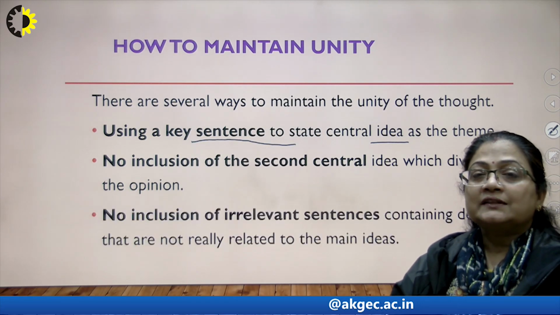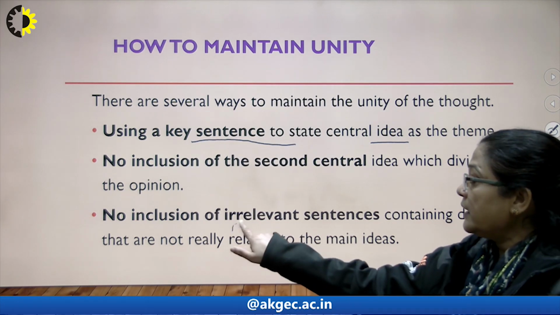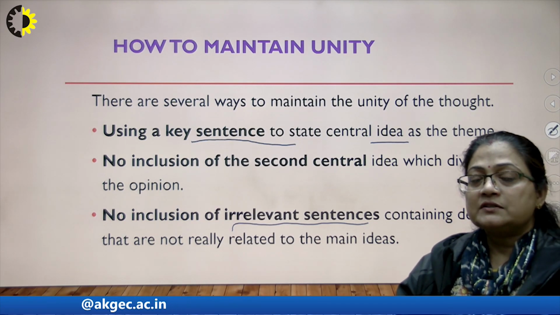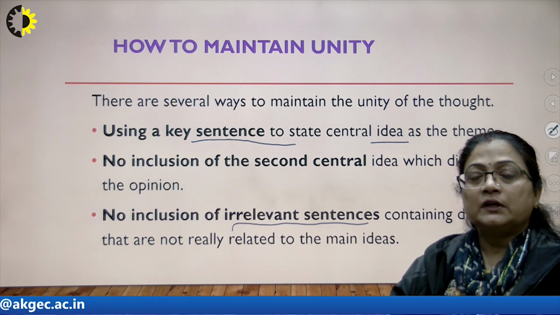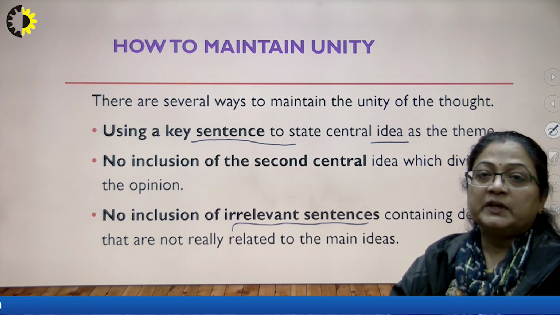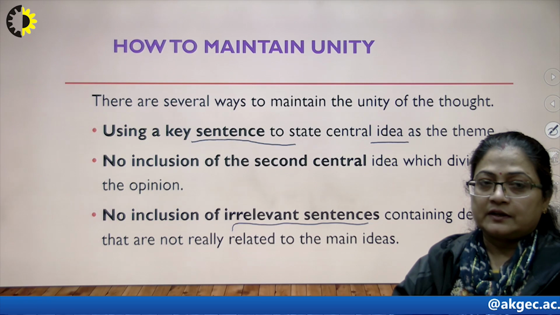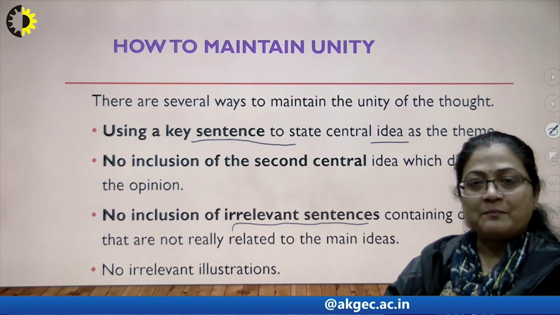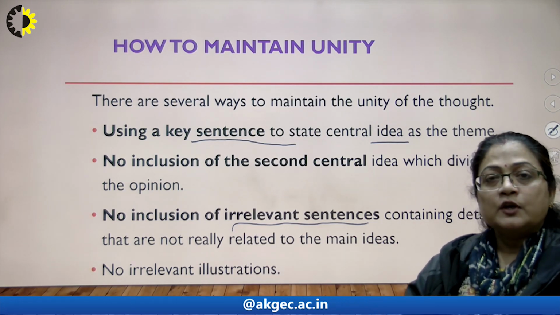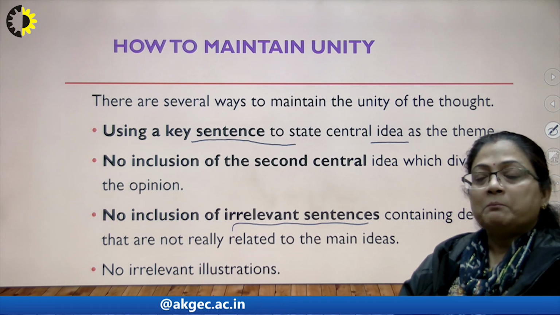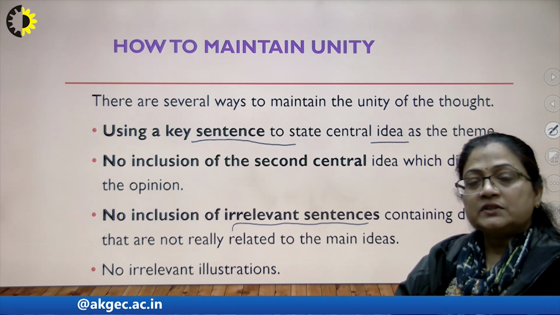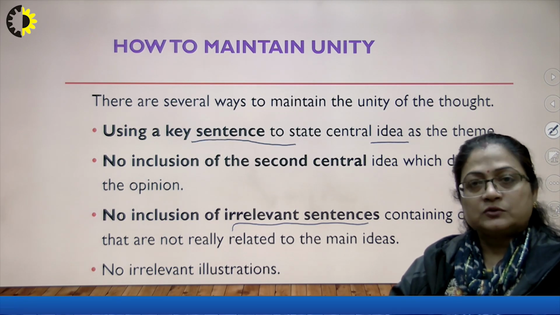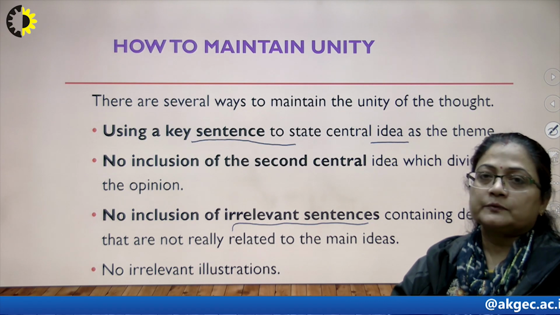Equally important is that we should not include any irrelevant sentence or irrelevant example. No irrelevant or disjointed sentence should be included. All the sentences should be connected to one single idea. So, no irrelevant illustration should be there. Whatever example we give, whatever fact or figure we give, should be directly related to the main idea, the central idea. So, this is the way to maintain unity in our speech during discourses like debate or discussions.